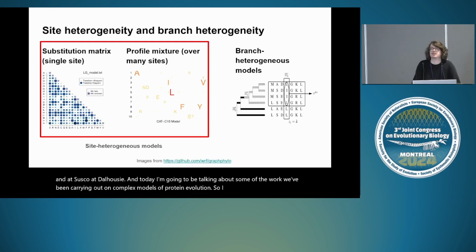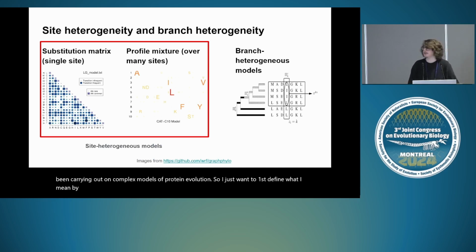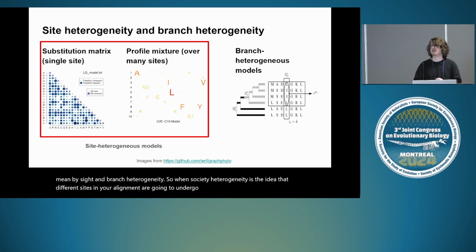So I just want to first define what I mean by site and branch heterogeneity. Site heterogeneity is the idea that different sites in your alignment are going to undergo different amino acid substitution processes. And so when you hear people talking about site heterogeneous models, generally what they are using are the two things I've labeled here in red. A substitution matrix like LG or WAG, which defines amino acid substitution for a single site, and then a profile mixture model such as C10 or C20, which in combination with this substitution matrix allows for substitution processes to vary across sites of an alignment.